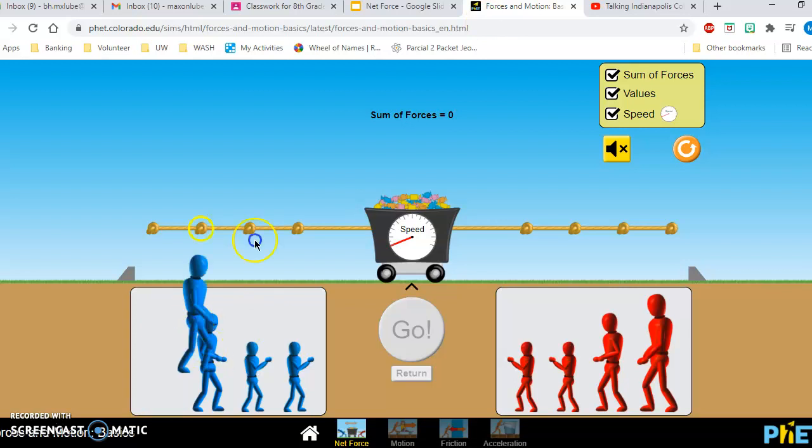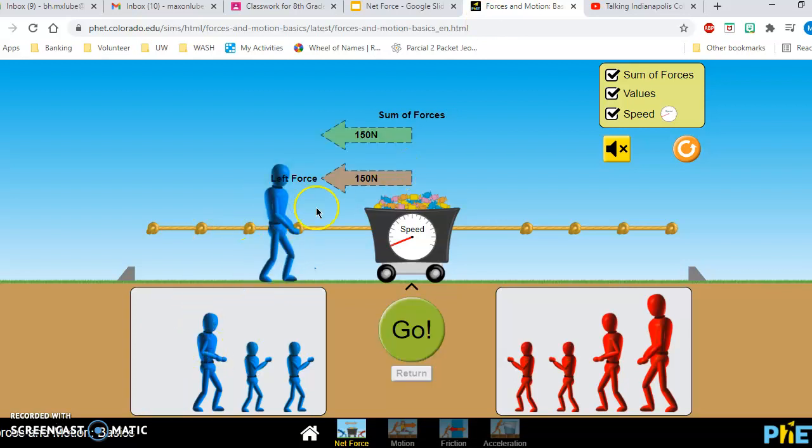But I wanted to show you guys this simulation because I think it does a good job. We can see here that as I put different people in this tug of war, we have their different forces. So this very big person can pull with a force of 150 newtons, but this very small person can only pull with a force of 50 newtons. And then up here it says the sum of forces. So it has subtracted our 150 minus 50 to get 100, and it's going to go in this way.